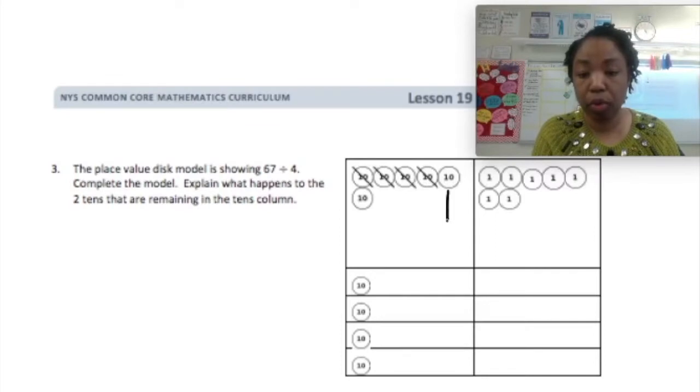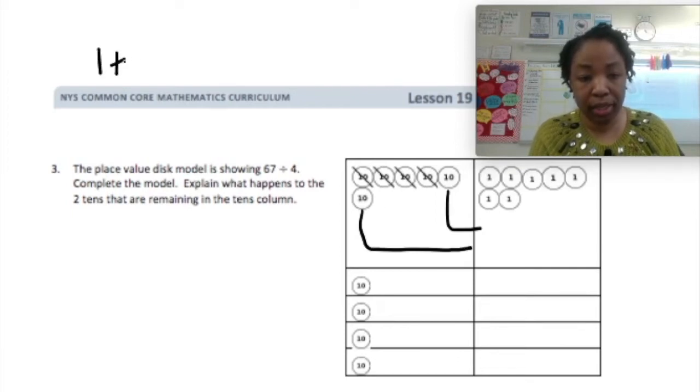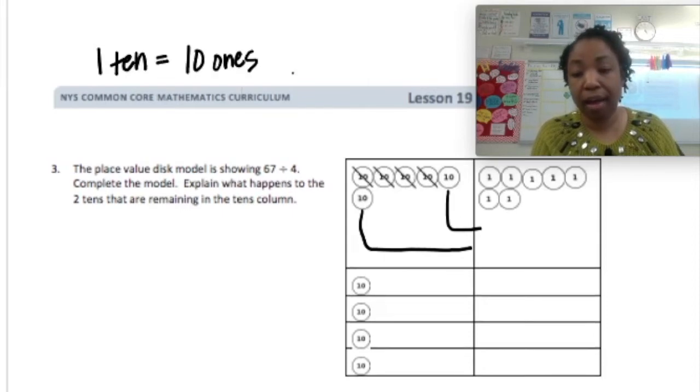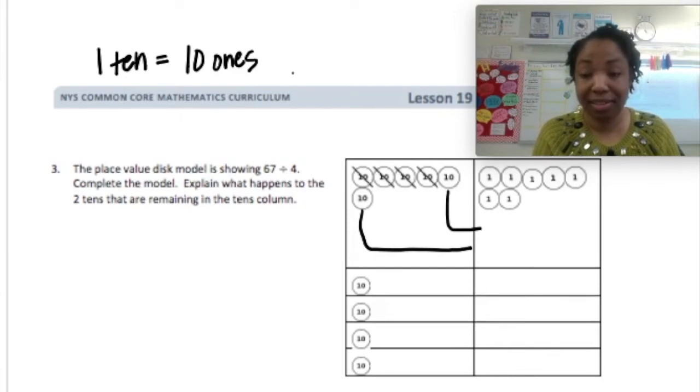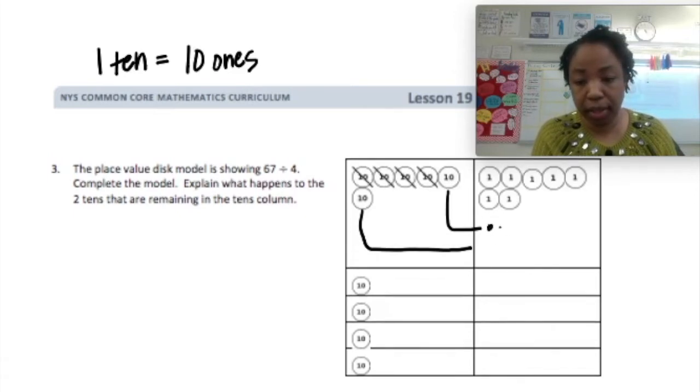So I'm going to move each of these tens to the ones. 1 ten equals 10 ones. So if I have 2 tens, then I have 20 ones. So this should be an additional 20.